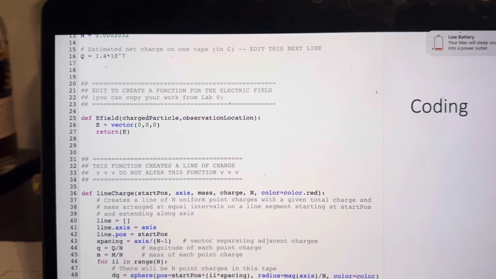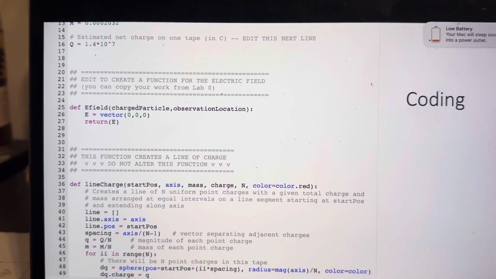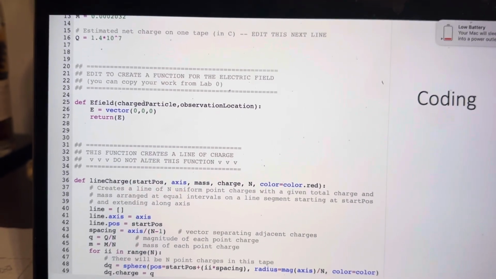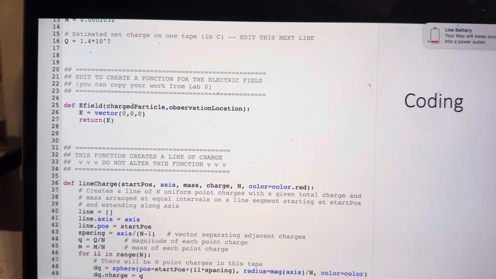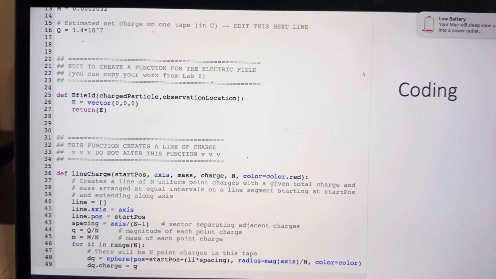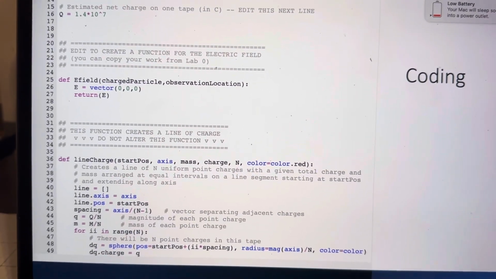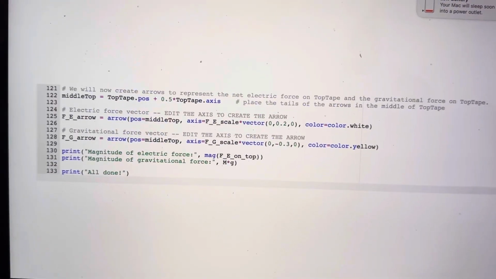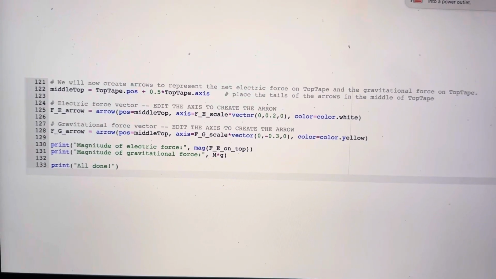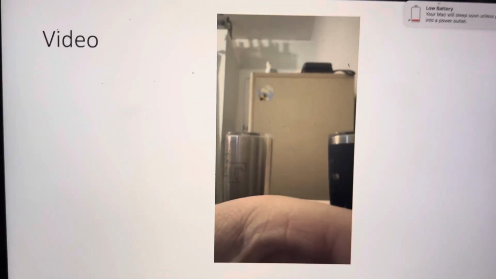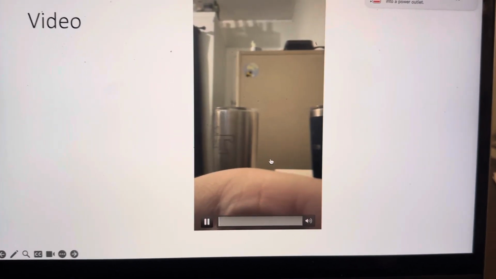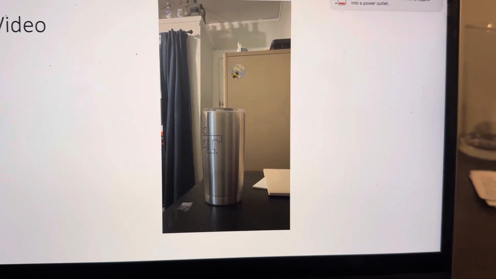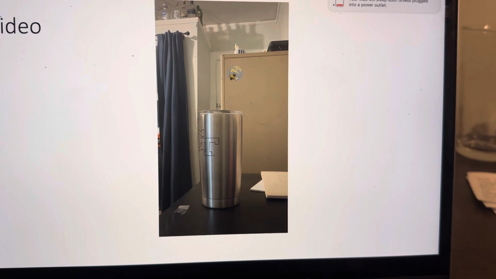And in this case, the charge was found to be 1.4 times 10 to the 7th coulombs. And the mass was 0.002032 kilograms, as stated earlier on. And let's see, here's the video. Here is the process of the tape being charged and then suspended.